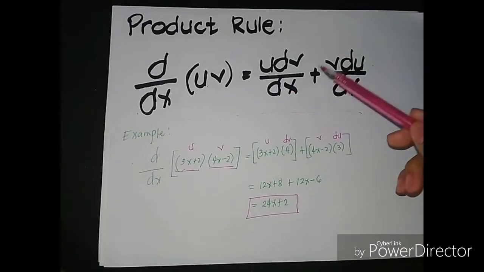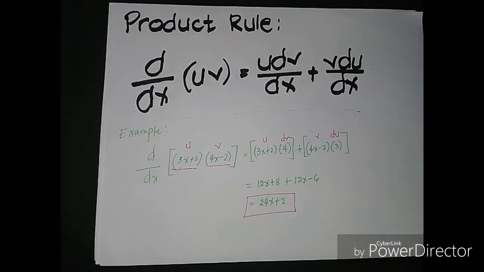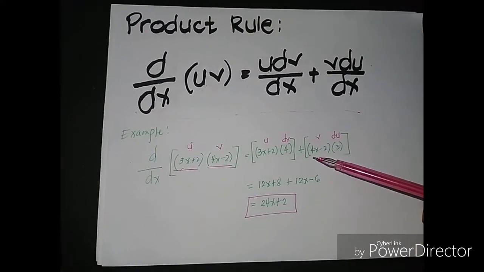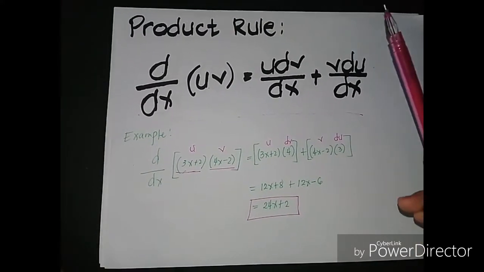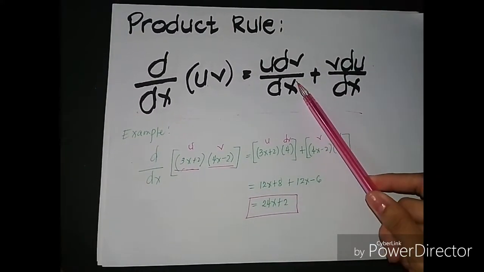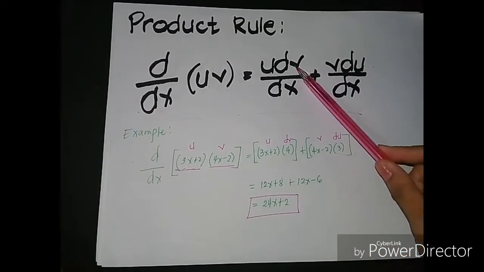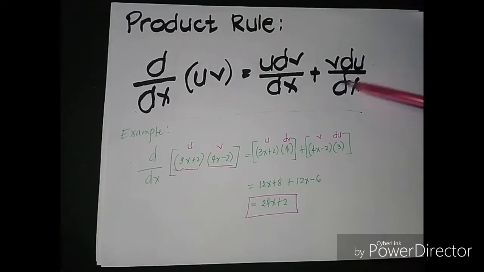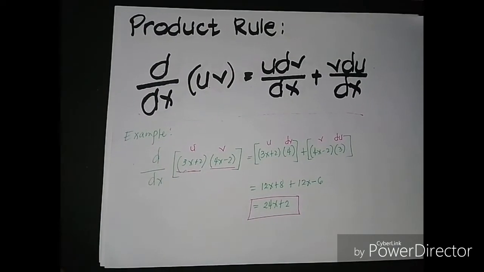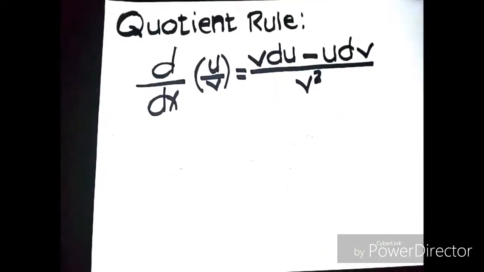Maybe you guys are wondering why we eliminate derivative of x during the operation. It is because the moment you get the derivative of your v as well as the derivative of your u, it has been divided out.